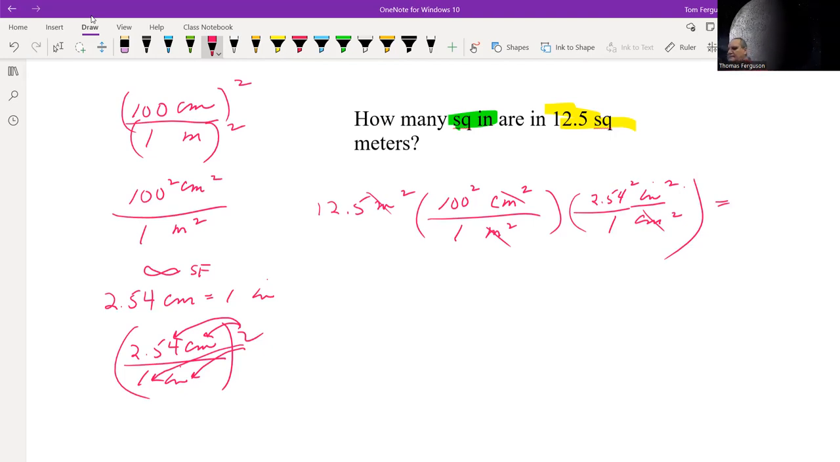Okay, now, the misstep in this problem is here and here. It's a basic linear problem, but it's just squared. So we have to square everything.